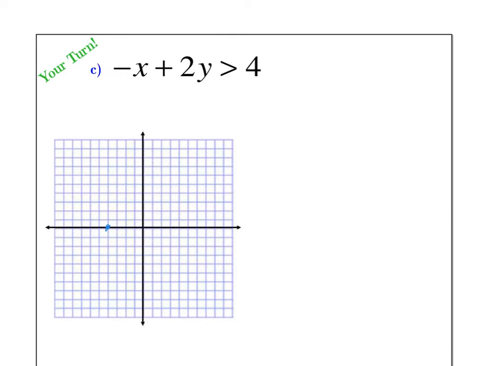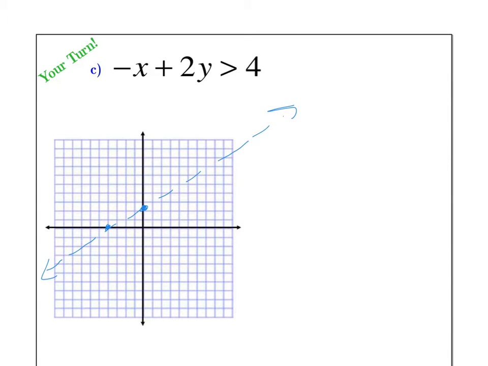Okay, there you go. And then I'm going to cover up the x term, and I'm going to divide both sides by 2, and that will give me my y-intercept. And so that will give me a y-intercept of 2. Again, I do not have an equal to bar on my inequality symbol, so I have once again a dotted line. It won't always be that way, but it has been for the last 3 examples.